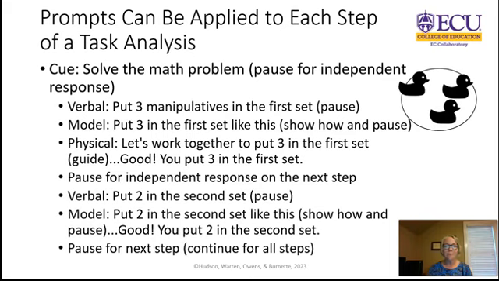If they need more help, give them a model prompt. Put 2 in the second set like this. Show them how and pause. If they do it correctly, then give them the descriptive verbal praise. Good job, you're right. You put 2 in the second set. And wait for the next step in the task analysis, for them to do the next step in the task analysis.